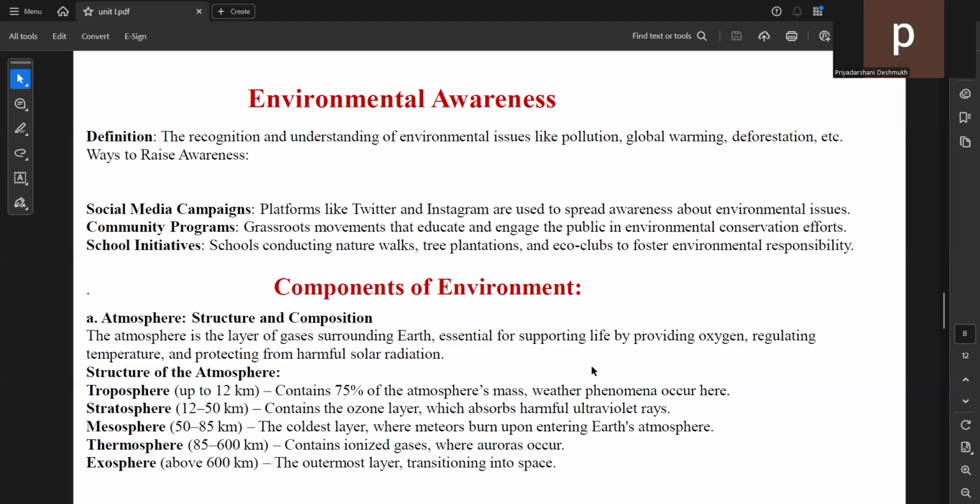The mesosphere is from 50 kilometers to 85 kilometers. It is the coolest layer, where meteoroids burn up on entering the Earth's atmosphere, so it also has a protecting nature. The next is the thermosphere, which is from 85 to 600 kilometers and contains ionized gas. And the next is the exosphere. It is above 600 kilometers and is the outermost layer, transitioning into space, or near the space area, we can say that.